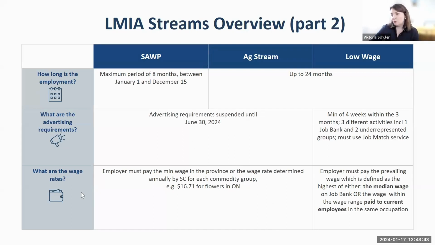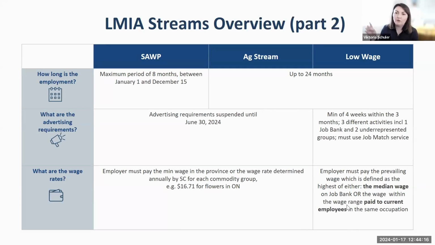And the wage rates for SOAP and Extreme, the wage rate is either the minimum wage in the province or a wage that is determined annually by Service Canada for each commodity group. I just checked online, for example, for flowers, it's $16.71 in Ontario. And for the low wage, it must be the median wage on the job band for the certain occupation in the economic region, or the wage that is paid to the current employees in the same occupation.